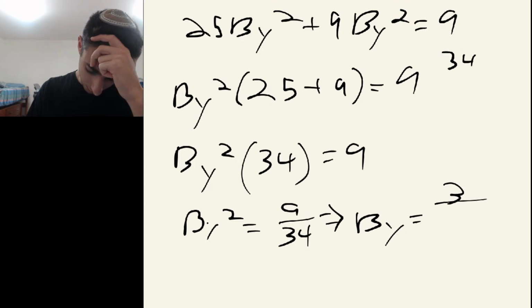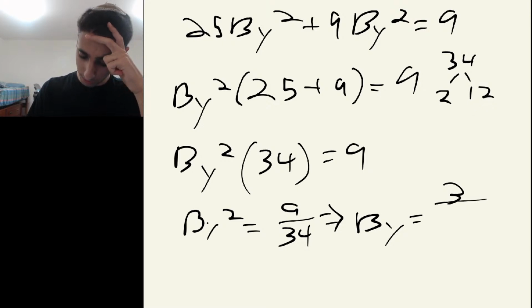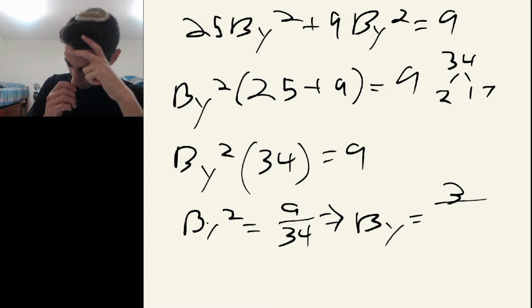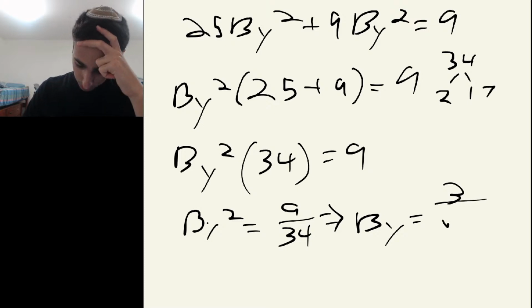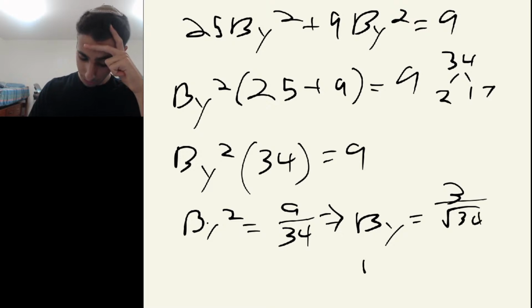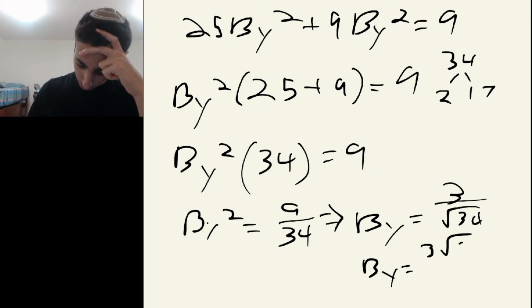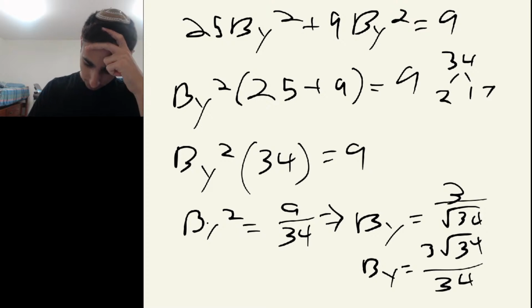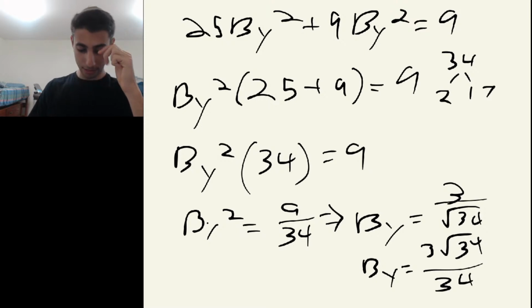That is easy. 34 would be 2 and 12, which would be, no, not 2 and 12. 2 and 17. So not 2 and 17. No, it does not have a square root. So it's going to be 3 over the square root of 34, which is going to mean that by equals 3 radical 34 over 34. I believe that I did all that right. Let's make sure.